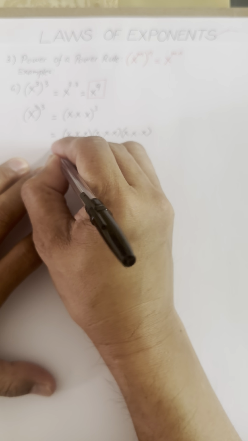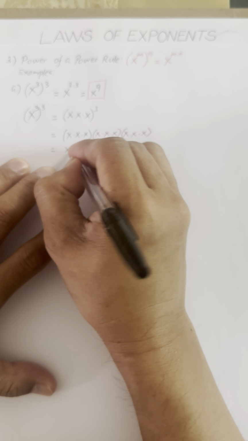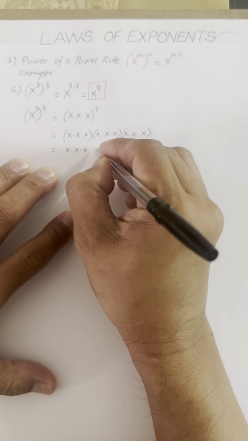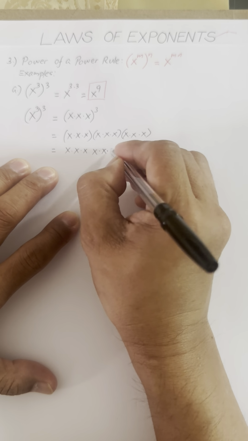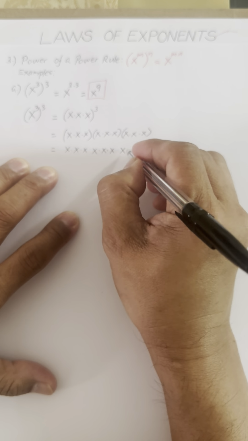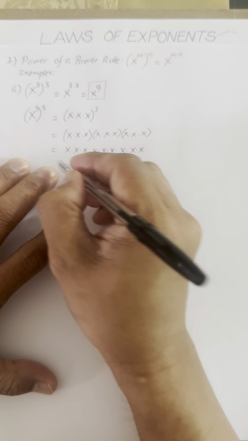And then when you remove the sign of grouping, the parentheses, this can be written as x times x times x. This is what is inside this quantity. And another x times x times x. This is what is inside this quantity. And another x times x times x. This is what is inside this quantity.